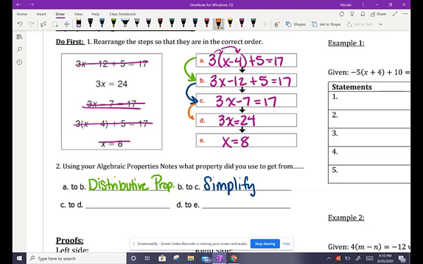And then from C to D, what steps did we take? What did we do? It looks like we moved this minus 7 to the other side. And to do that, we must use the addition property. And then lastly, to go from D to E, to go from 3x equals 24 to just x equals 8, we are using division property.